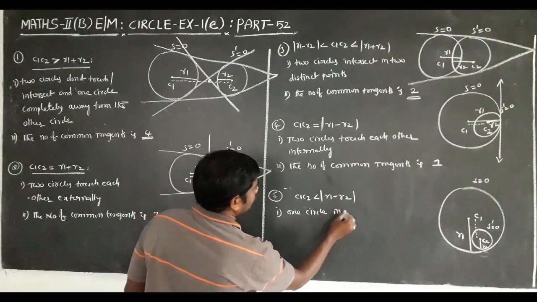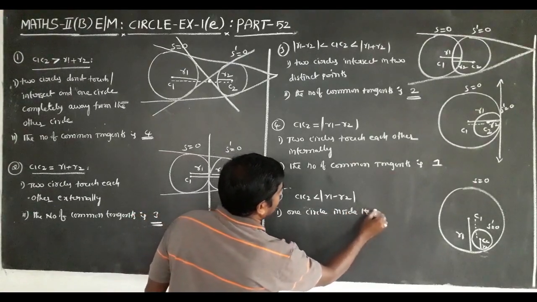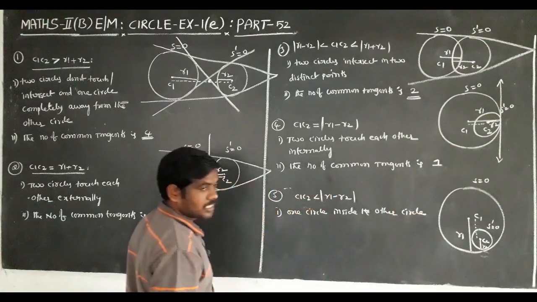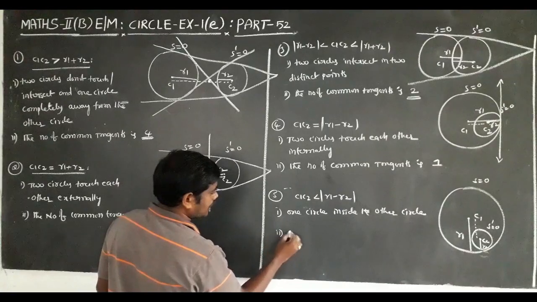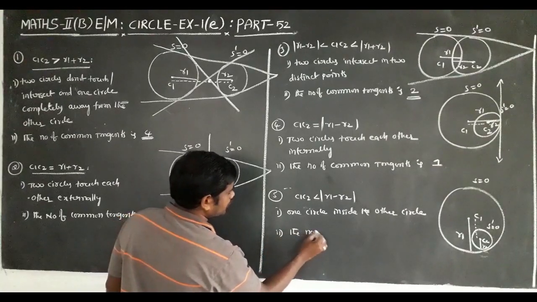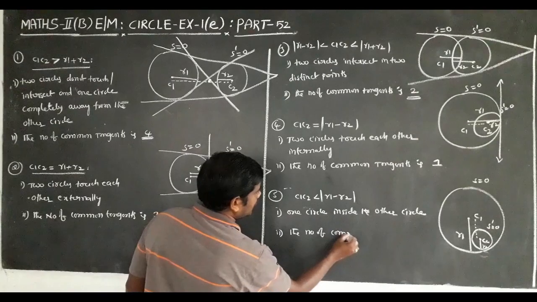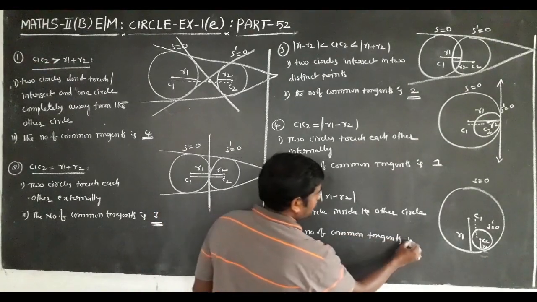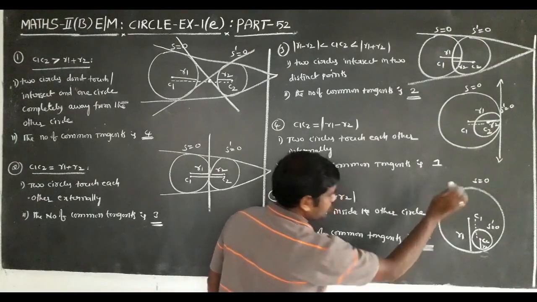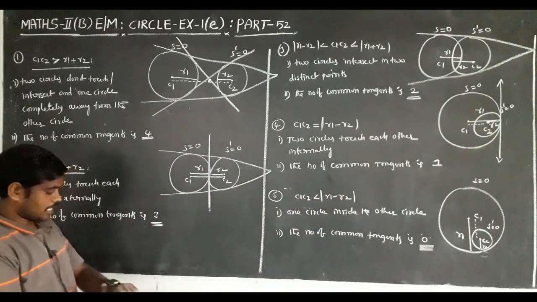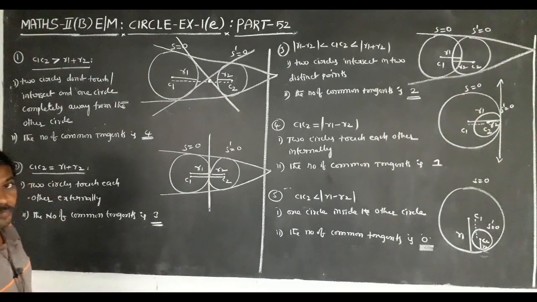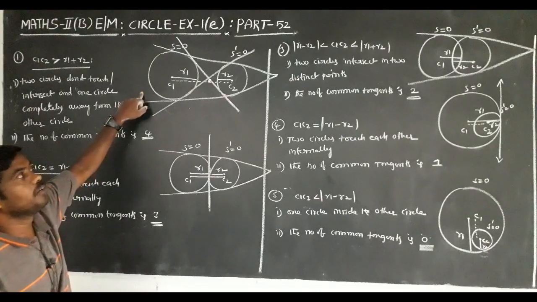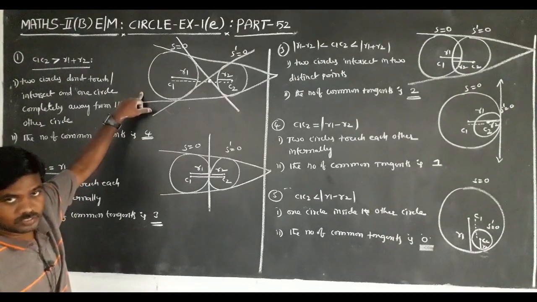One circle inside the other circle. In this case, the number of common tangents is 0. This is the relative position of the two circles and the number of common tangents.